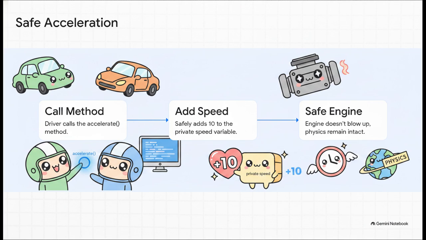Let's walk through how safe and methodical this is now. Step 1. The driver, or the outside class, calls the accelerate method. Step 2. Your internal code safely adds exactly 10 to the private speed variable. And step 3, as a result, the engine doesn't blow up. The car doesn't instantly teleport to 150 miles per hour, and the space-time continuum remains completely intact. You've officially instituted the laws of physics.